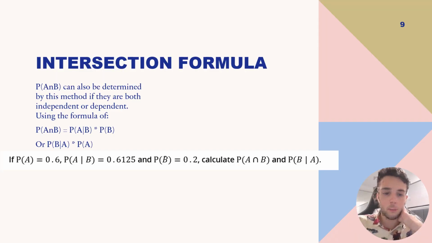Okay, multiplication of probability. So probability of A intersect B can also be determined with this method if they are both independent or dependent. So probability of A intersect B can equal the probability of A given B times the probability of B.